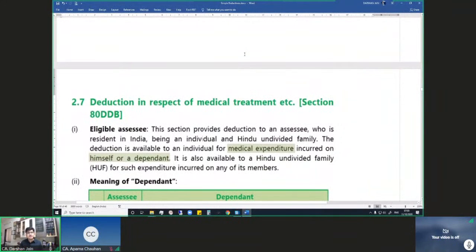Let us move towards the other deductions. The next one in line is deduction in respect of medical treatment, Section 80DDB.